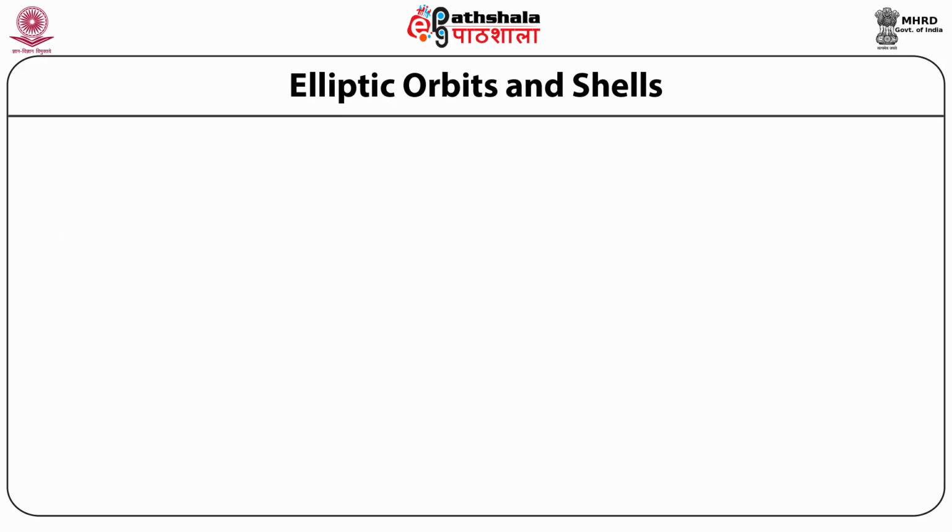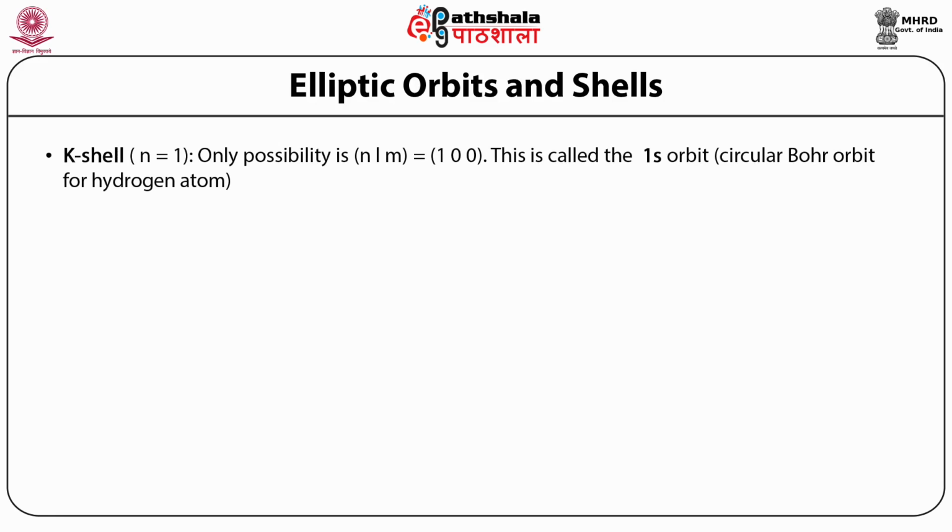Elliptic orbits and shells are very important, as I said, to define the shells on the basis of the quantum number n. So n equal to 1 is the K shell. I think I have told you about it. N equal to 2 is the L shell. The K shell consists only of a 1s orbit, which is a circular orbit for Bohr's hydrogen atom. So for the quantum numbers n, l, m, n is 1, l can only be 0, and m also has to be 0. That is for the K shell, so it can accommodate 2 electrons.